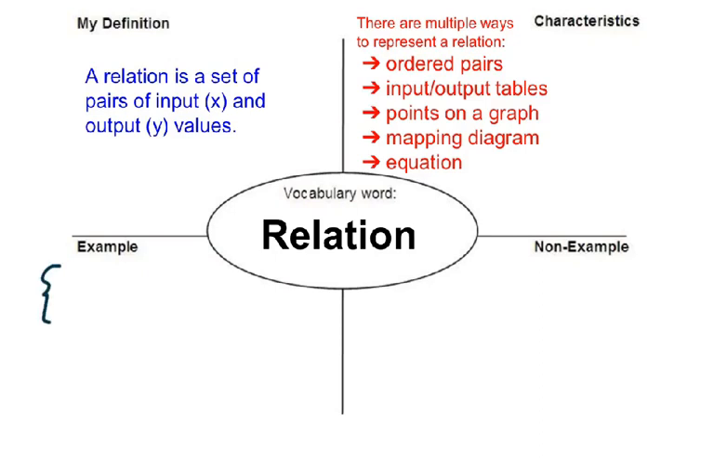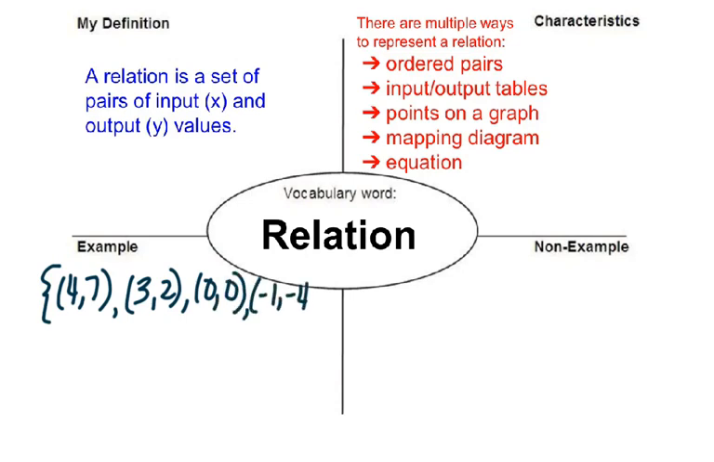Okay, so some examples of this might be a set of ordered pairs, where you're going to use that squiggly bracket to start. And I'm just making up these points for this example. It's nothing special. But the points (4, 7), (3, 2), (0, 0), and (-1, -4) are what I'm going to use for your first example, so that would represent a relation. We could also do this same exact relation as a table.